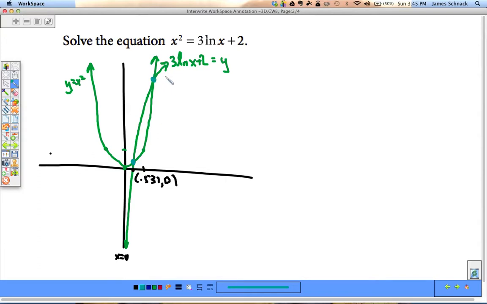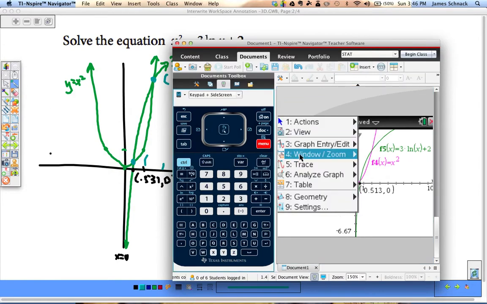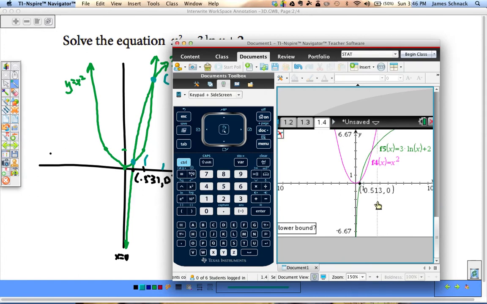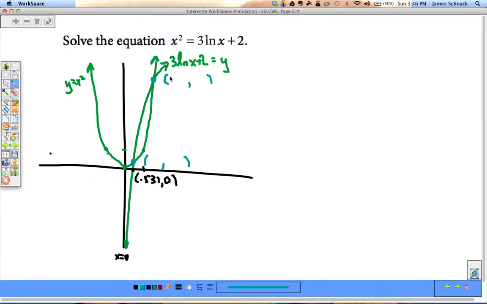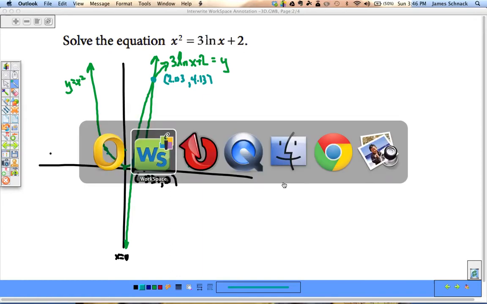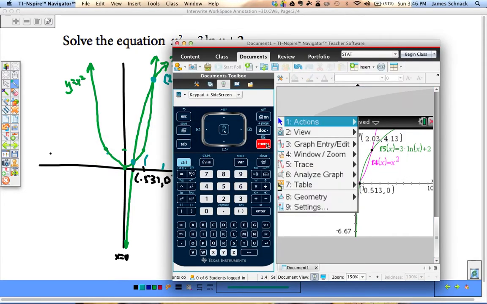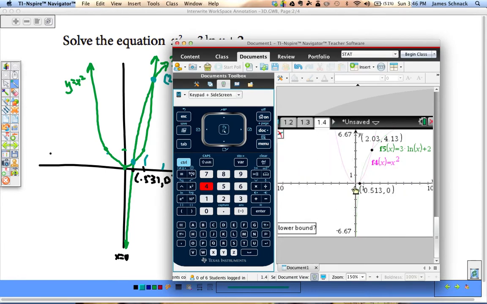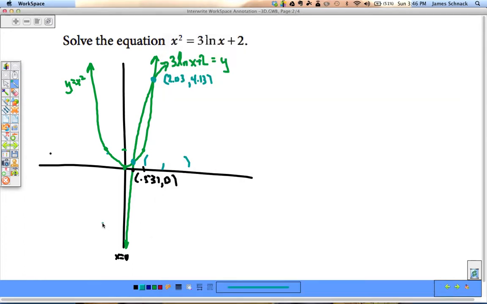And now all that's left to do is to find the intersection points. So I'm going to be finding 2 points. I'm going to label them on the graph just like I would any other 2 points. In the menu, analyze graph. This time, intersection. That's for a lower bound and an upper bound. And there's my intersection point, 2.03, 4.13. Go back and find my other points. 0.573, 3.28.